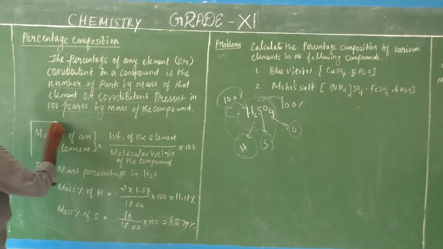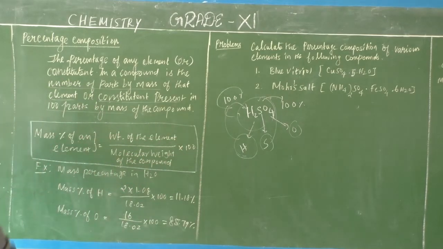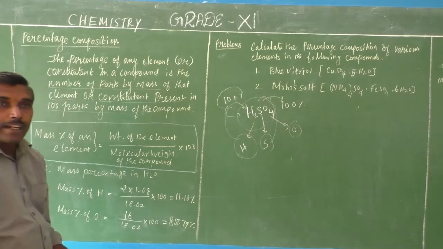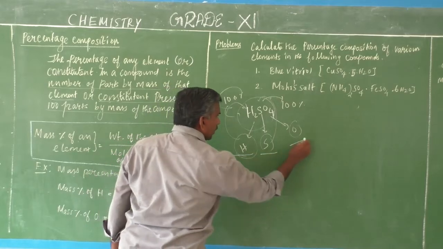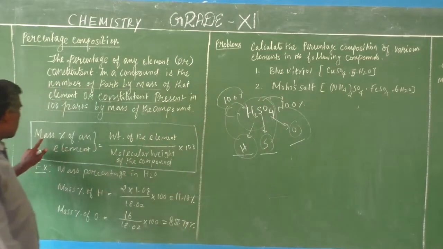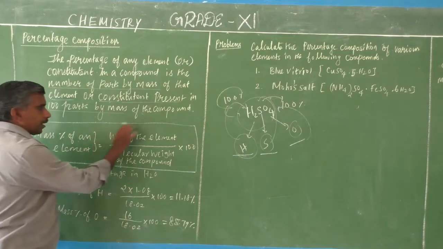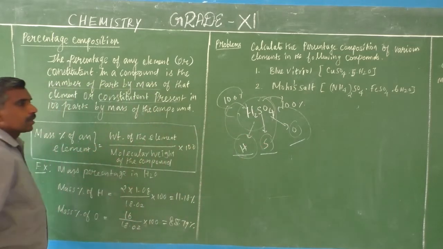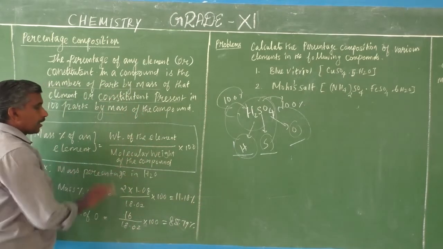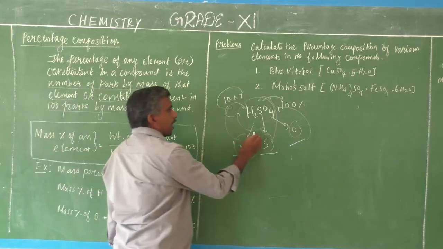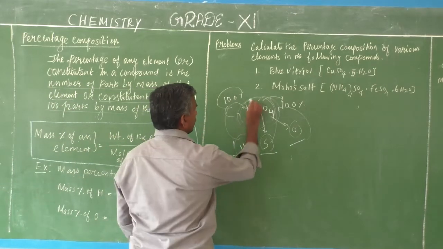This is a formula. Mass percentage of an element that is present in a compound. Mass percentage of element hydrogen or sulfur or oxygen present in the compound. That is, the mass percentage of an element is equal to the weight of the element. Suppose hydrogen mass is 1. That is the weight. Mass or weight of the element divided by the molecular weight of the compound.